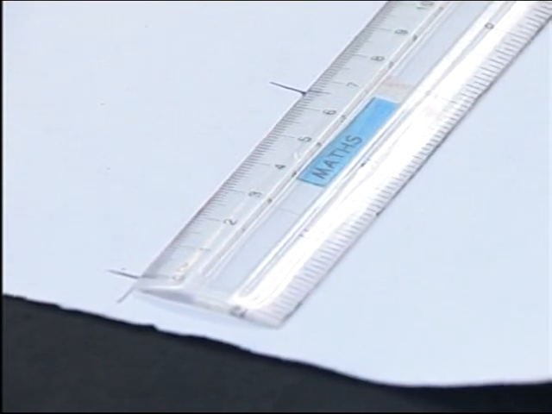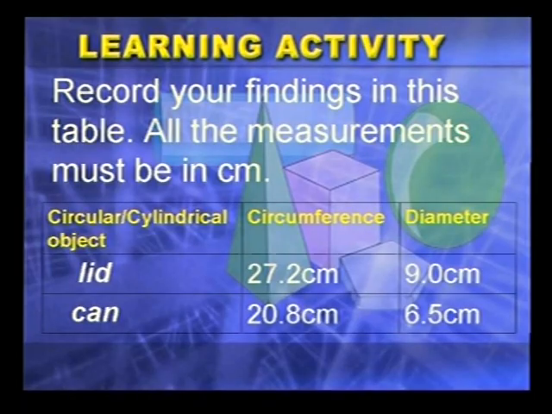Finally, students, you should have at least a table been filled like that. 1 circular object and 1 cylindrical object, their circumference and diameter been written down like that on the screen now, showing to you. So you should have the readings like that.